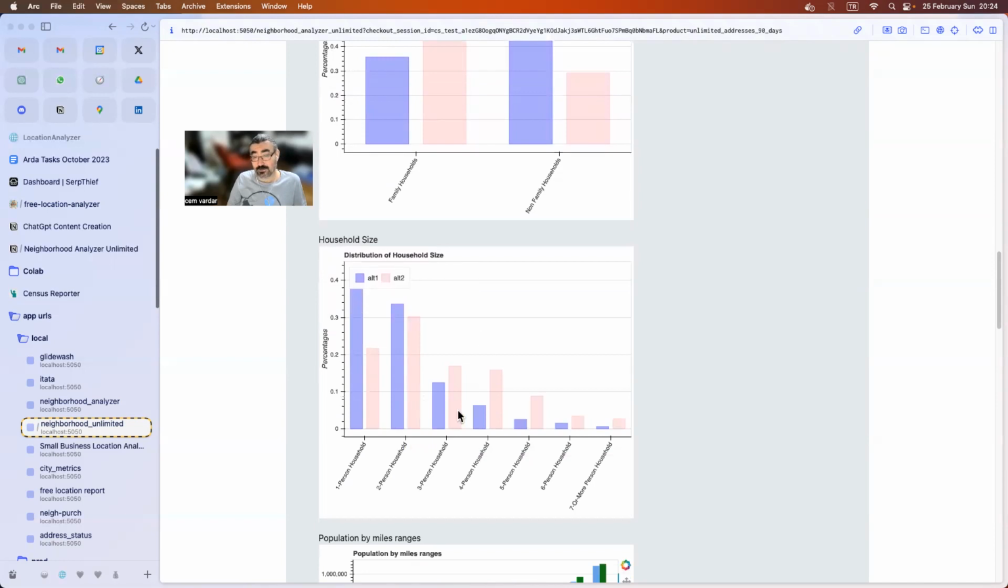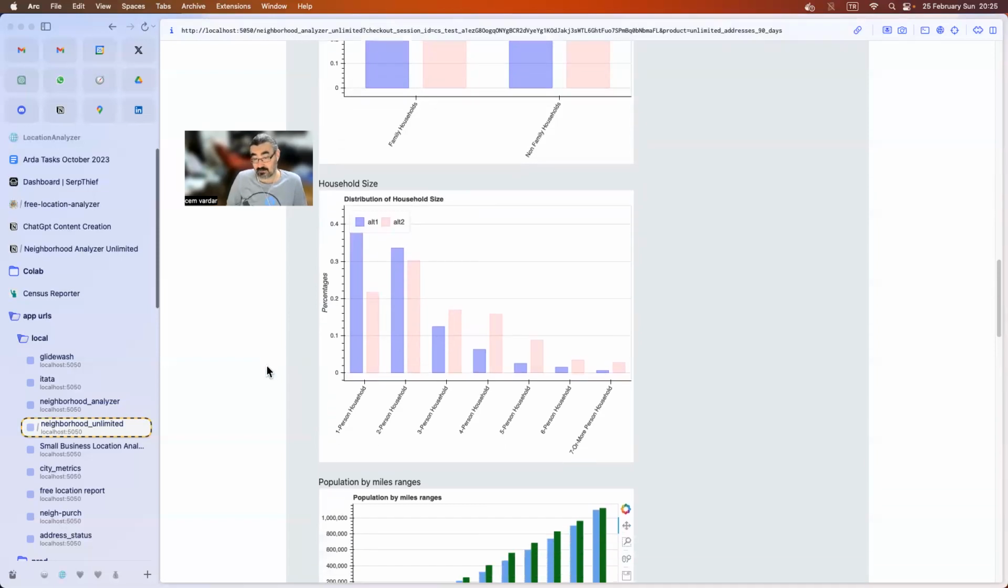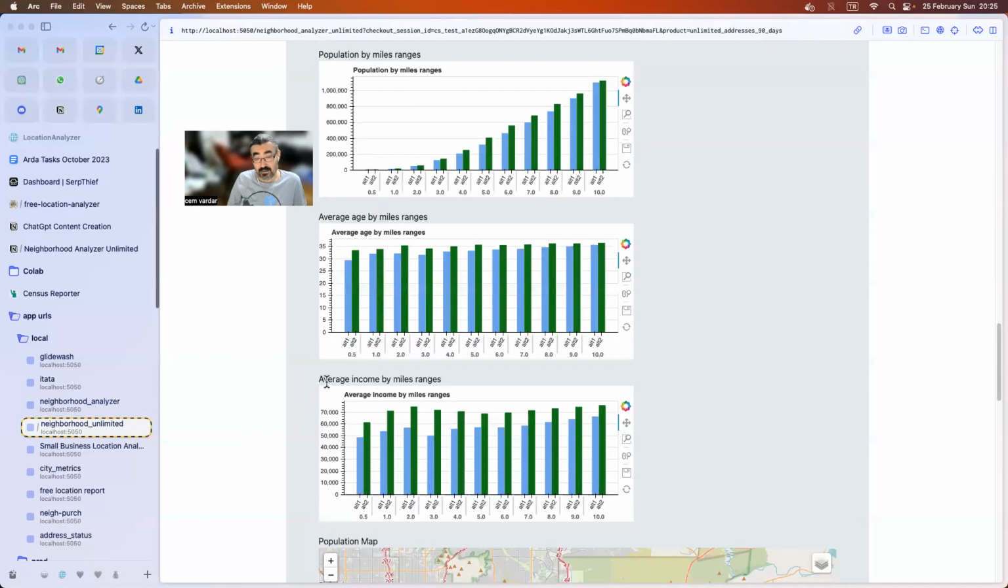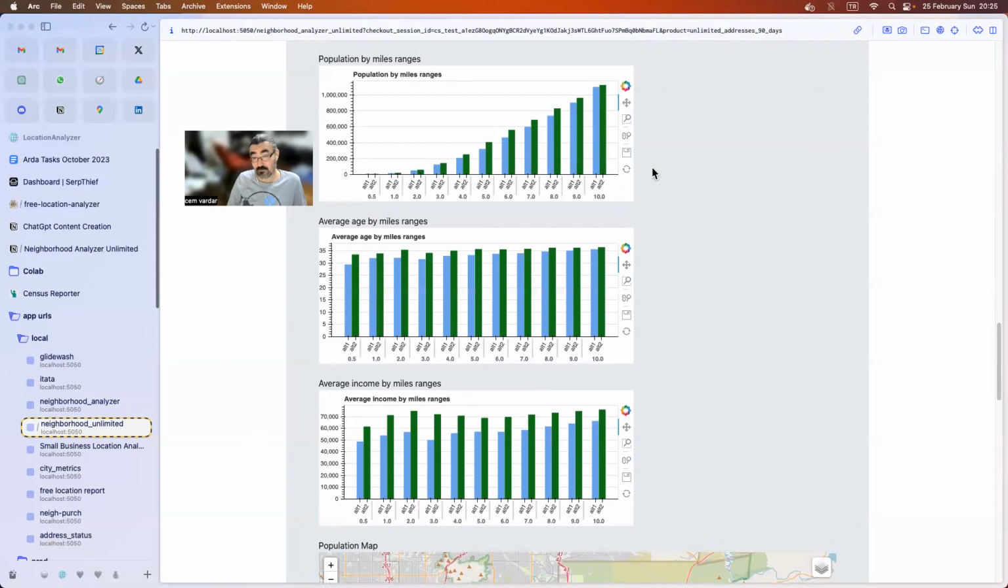Another way to look at it is looking at the family sizes. You can see that the first alternative, the one in Tempe, has more one-person households versus the Gilbert location, and then you see there are larger families in the alternative two, right? And so this gives you again an idea about what type of neighborhood this house is in, right? And then we have these plots that show the population, average age, and average income by miles ranges. We have more information about how to read them in another video.